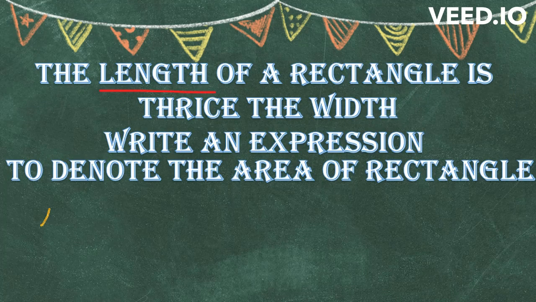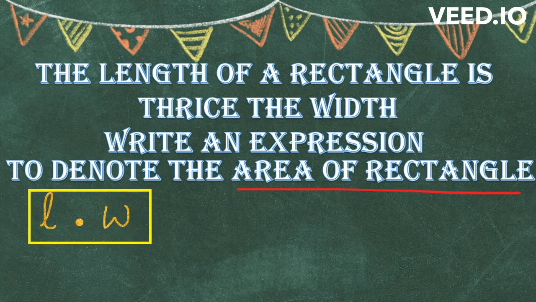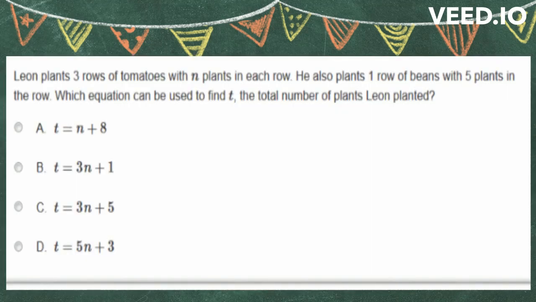The length of the rectangle is, say, L. The width can be W. Area of a rectangle is always length times width, right? So length L times W. This is an expression.